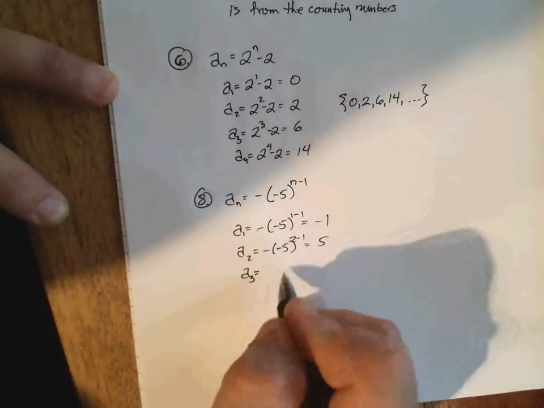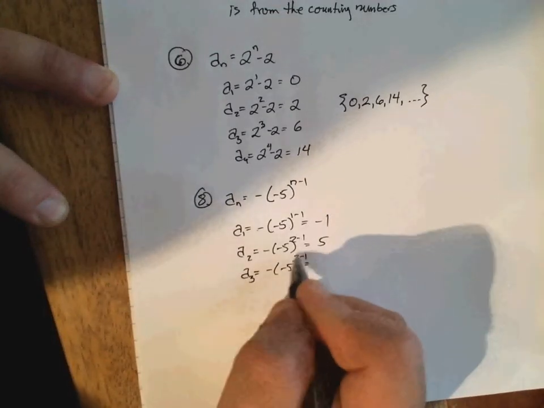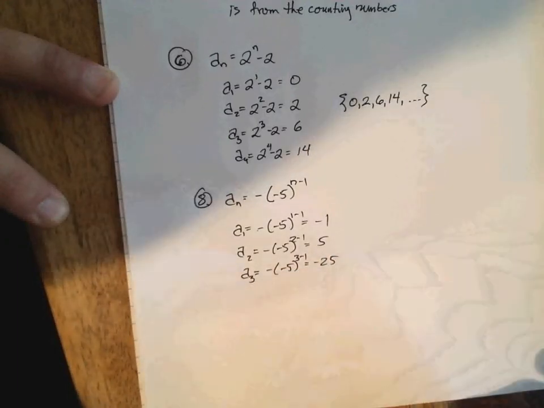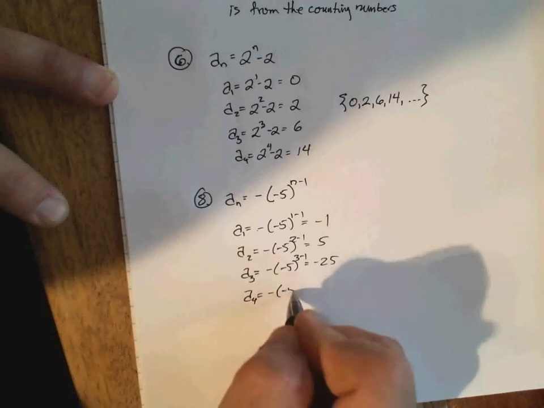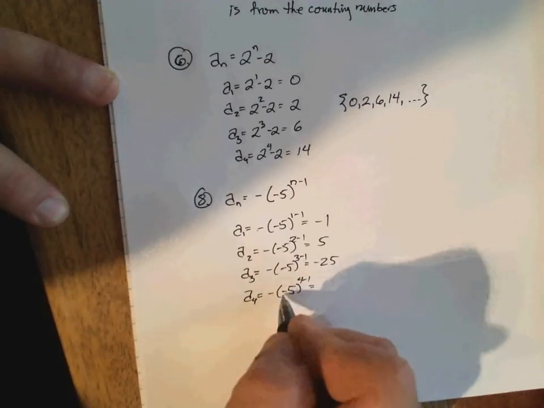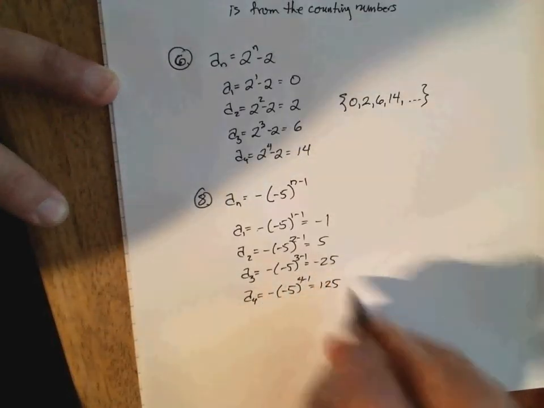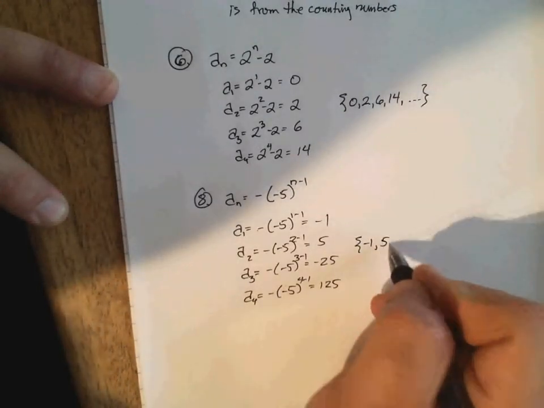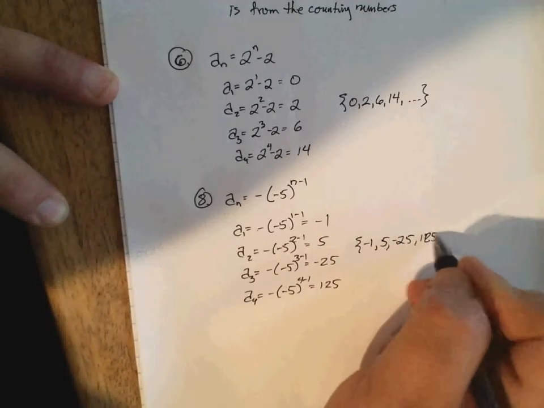A sub 3, negative 5 to the 3 minus 1. That's a power of 2. Negative 5 squared is 25. You put the negative in front of it. There's your third term. A sub 4, negative of negative 5 to the 4 minus 1. That's negative 5 to the third power, which is negative 125, with a negative in front of it, making it 125. So the first four terms of this sequence are negative 1, 5, negative 25, and 125.